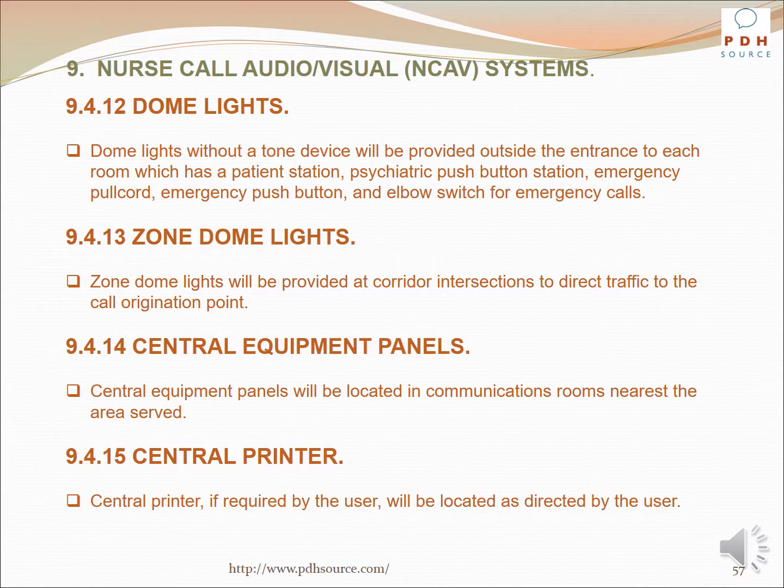Dome lights without a tone device will be provided outside the entrance to each room, which has a patient station, psychiatric push-button station, emergency pull cord, emergency push-button, and elbow switch for emergency calls. Zone dome lights will be provided at corridor intersections to direct traffic to the call origination point. Central equipment panels will be located in communication rooms nearest the area served. Central printer, if required by the user, will be located as directed by the user.